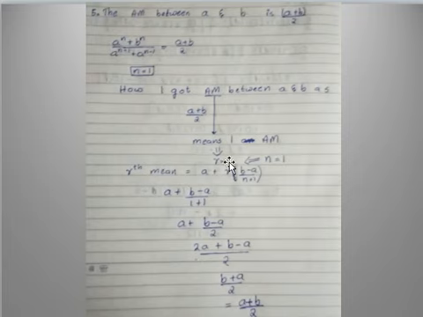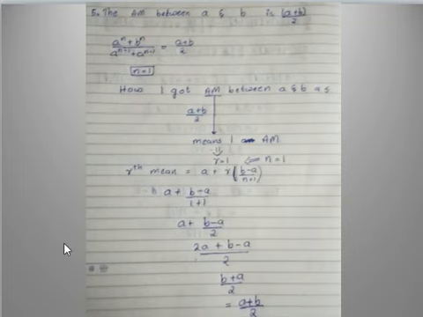So R and N are both equal to 1, and applying the formula for the rth mean, A plus R into (B minus A) by (N plus 1). Our first term is A, plus R, the value of R is 1, and B minus A, because the last term is B and the first term is A, divided by 1 plus 1. A plus (B minus A) by 2.